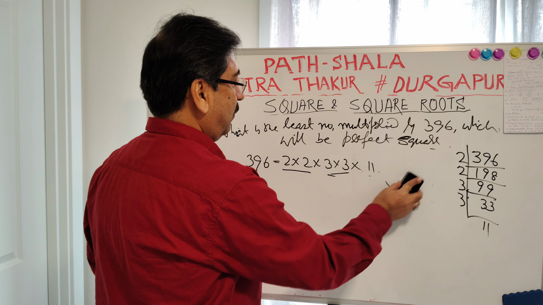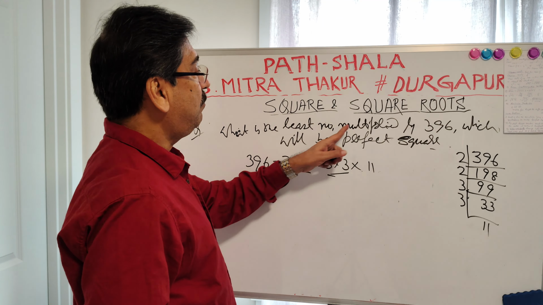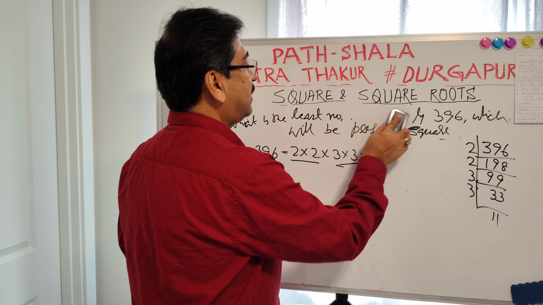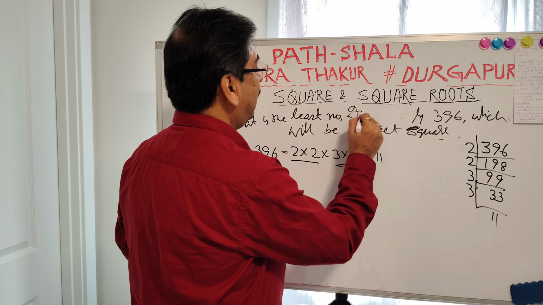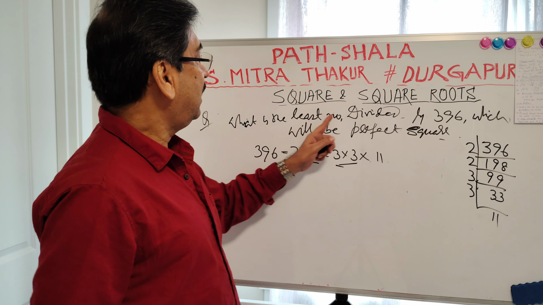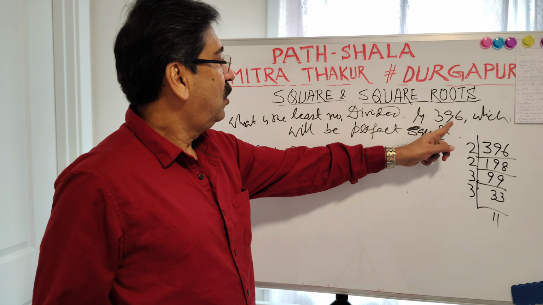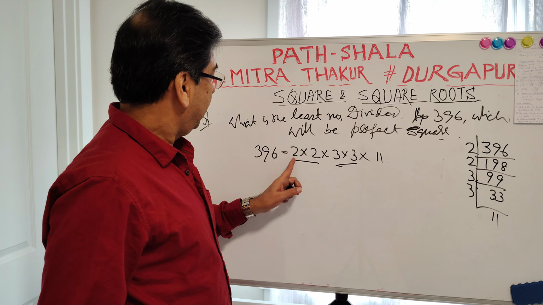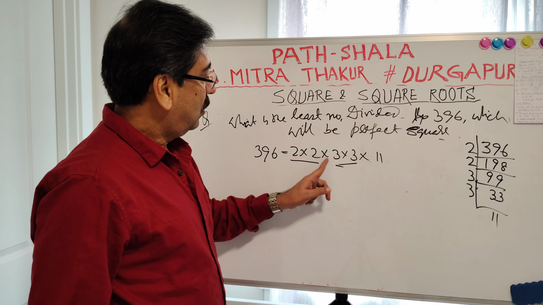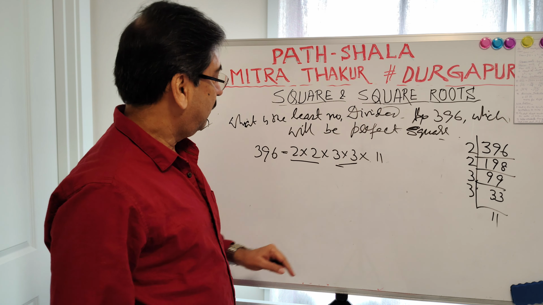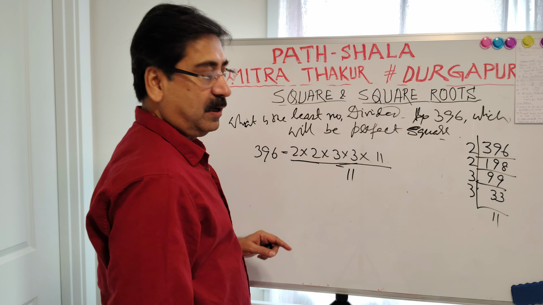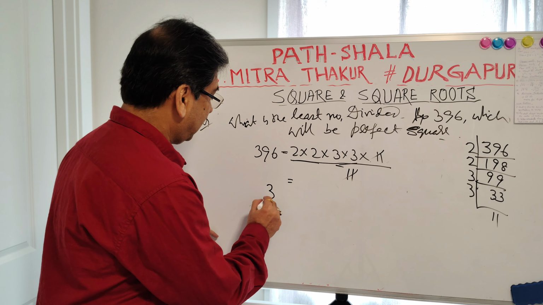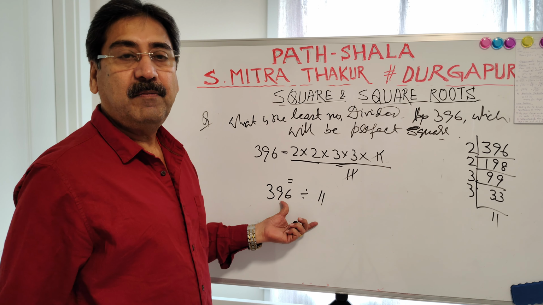Now again in the same question, what is the least number multiplied by 396 which will make a perfect square? It is not multiplied. I change this multiplied to divided. What is the least number divided into 396 to make a perfect square? So to make 396 a perfect square, here 11 is the extra. So if I divide this number by 11, then it will cut, so it will come in the pair. So if 396 is divided by 11, it will make the perfect square.